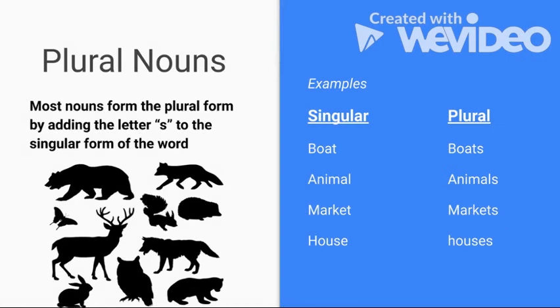Most nouns form the plural form by adding the letter S to the singular form of the word. Can you think of any words that can be used as examples of this rule? You may or may not have thought of these common examples. The singular form is boat, while the plural form of the noun is boats. Animal, animals. Market, markets. House and houses.